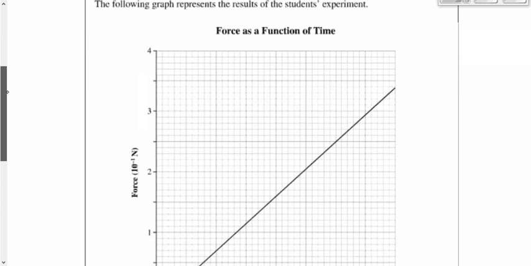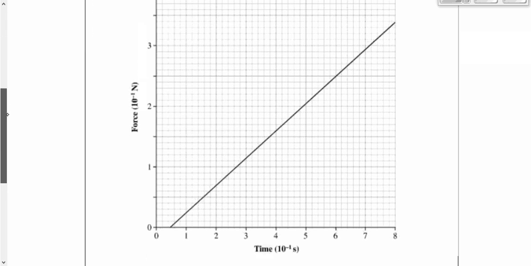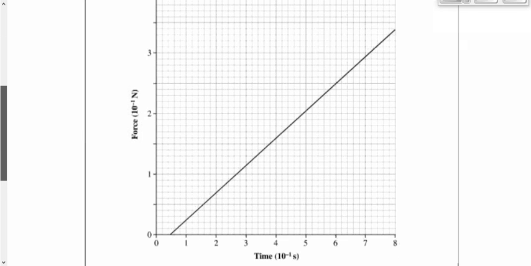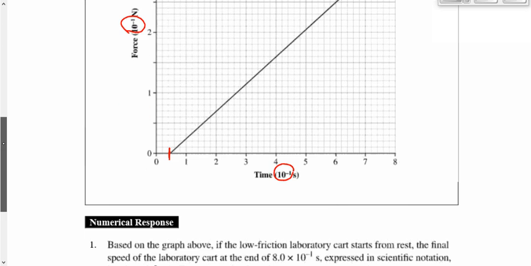And we got a graph here, force as a function of time. It's a pretty standard graph here, although we do have to watch out for this: 10 to the negative 1 seconds, and the time here is 10 to the negative 1 seconds as well. I would also watch out for the fact that this doesn't intersect the 0, 0 point, the origin, because we tend to make a mistake with that sometimes when it's so close.